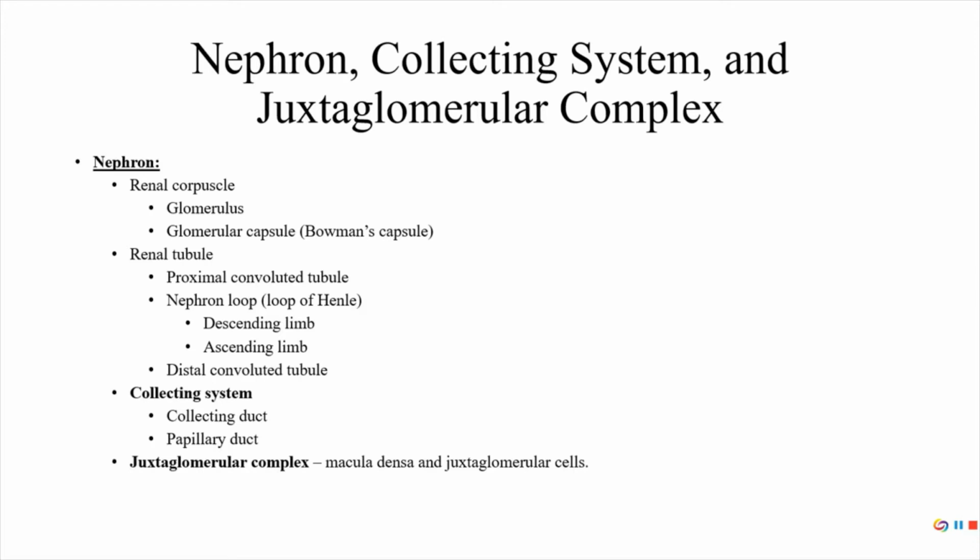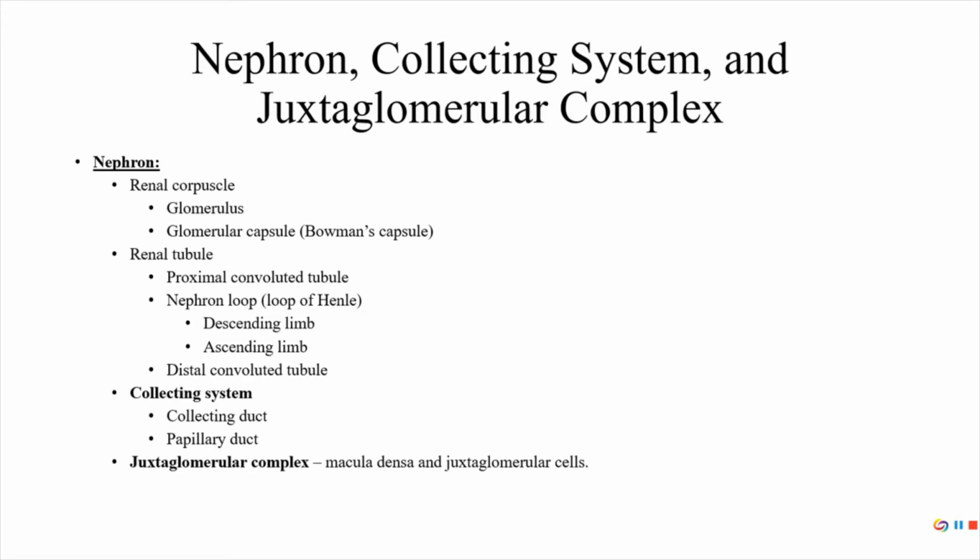The renal tubule is going to have a proximal convoluted tubule, the nephron loop, which is composed of an ascending and descending limb, and the distal convoluted tubule. What does it mean to be convoluted? It means that it is a little bit squiggly, a little folded, more complex looking than not. It's not going to be straight. If you had a road that was a straight shot, that would be non-convoluted. The collecting system is made up of the collecting duct and the papillary duct.